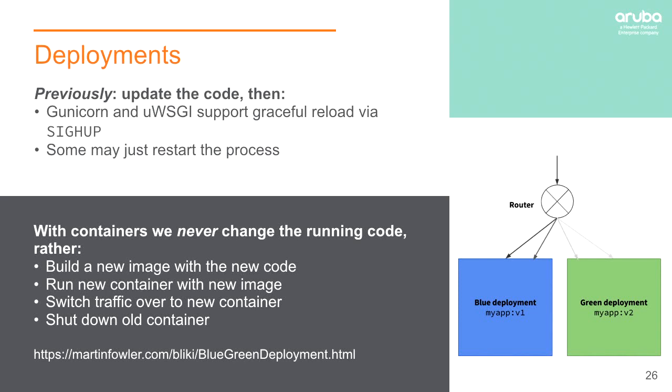But when we work with containers, we never change the running code in a container. You never want to do that. We want containers to be immutable. So what we do instead is, when we have some new code, build a new image, start some new containers, and then once that container is running, we switch the traffic over from the old container to the new container, and then we shut down the old one. This is commonly referred to as a blue-green deployment. There are lots of variations on this. You can read more at that link.